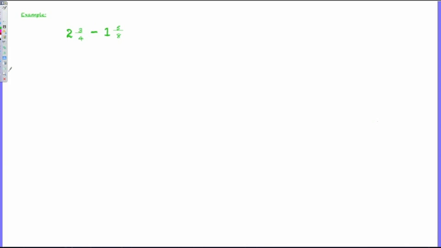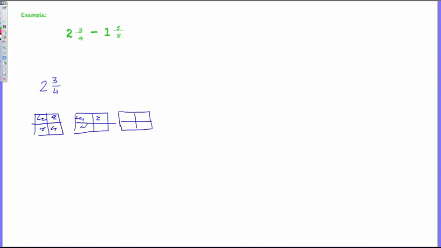Okay, here's another example. We've got 2 3/4 take away 1 5/8. The first thing that I would do is to convert the mixed numbers into top-heavy fractions. So if you think about the first one, we've got 2 3/4. If I have my diagrams, that's 2, and I split them into quarters, 1, 2 3/4, 1, 2, 3.